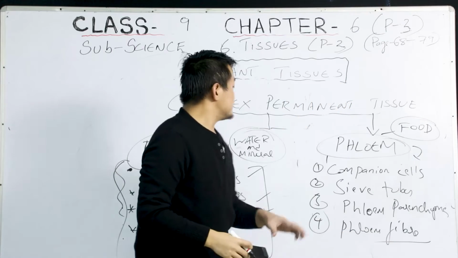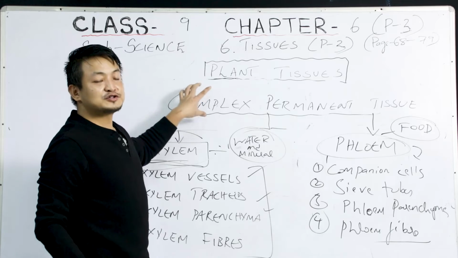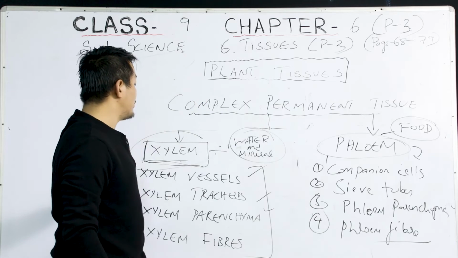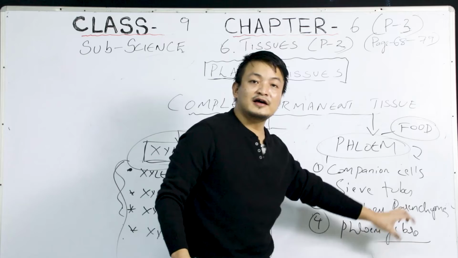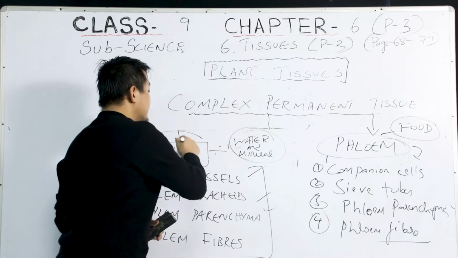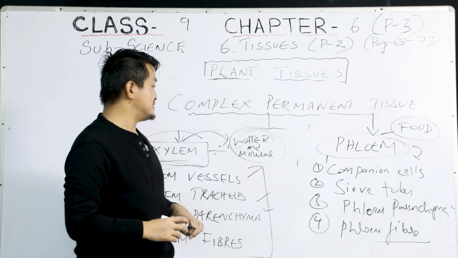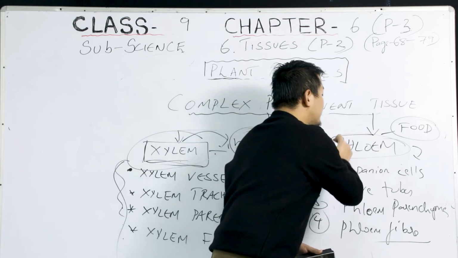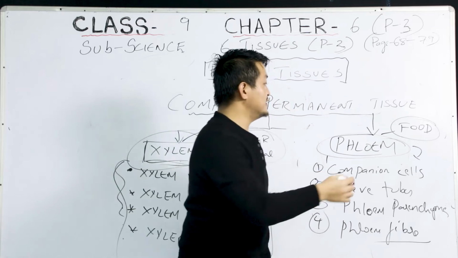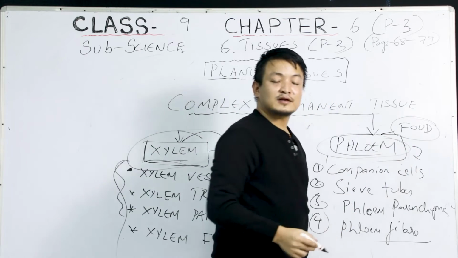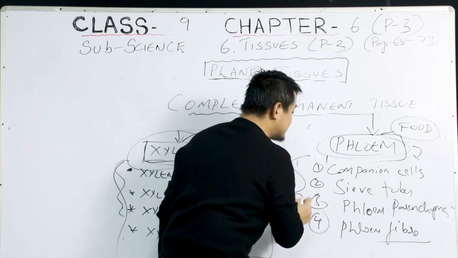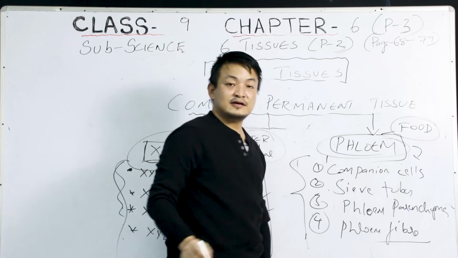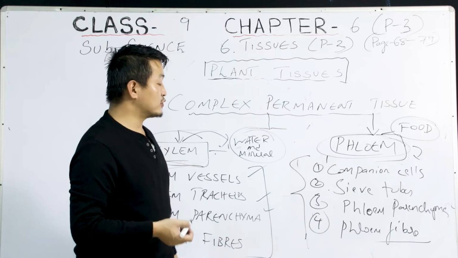So see, under the complex permanent tissue, it's very simple. Both are composed of four types, right? And the main important function for xylem is towards the transport of water and minerals. And the main important function for phloem is towards the transport of food. Clear? And you have to keep all these names. You can note down this in your notebook, okay?